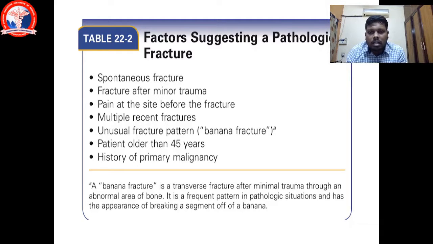So what is a banana fracture? A banana fracture is a transverse fracture after minor trauma to an abnormal area of the bone. It is a frequent pattern in pathological situations and has the appearance of breaking a segment of banana.